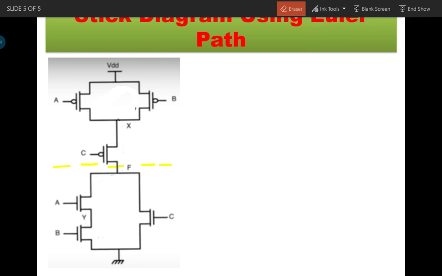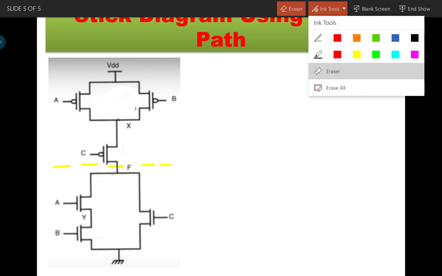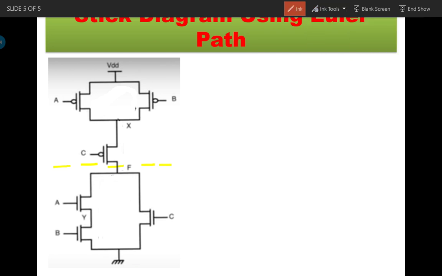Similarly, on the upper side, if you consider the Euler path from C to A to B and again come back to this node, right? So this is another path on the pull-up side. Okay, so this is also an Euler path. So we have considered the 2 Euler paths, one on the pull-down side and another on the pull-up side.